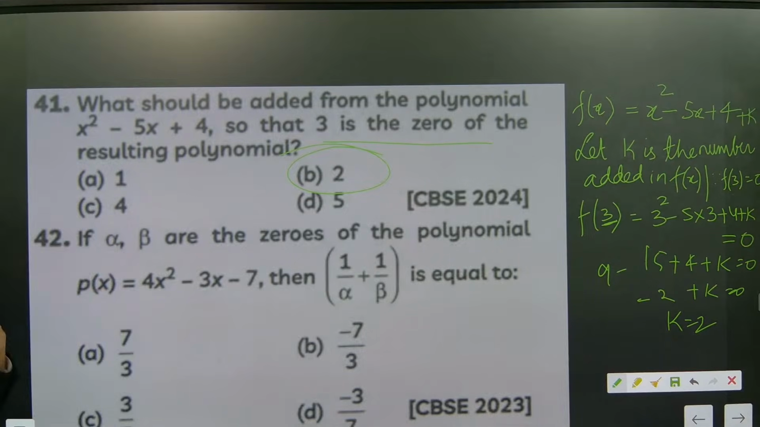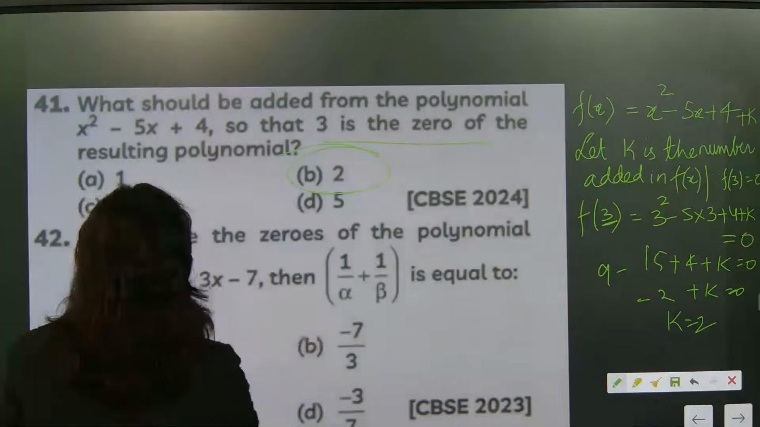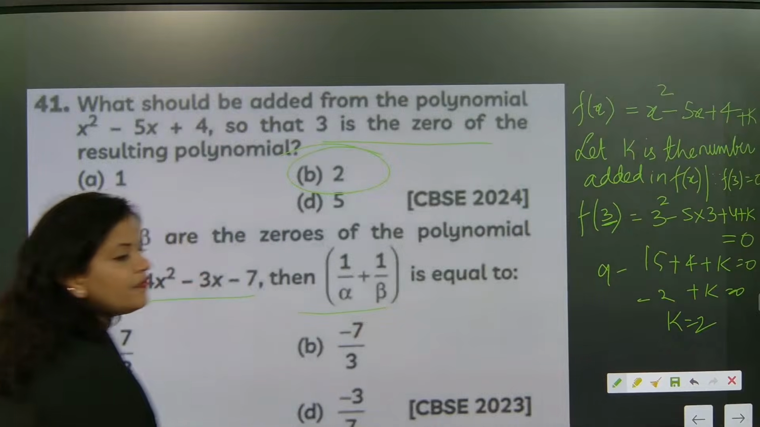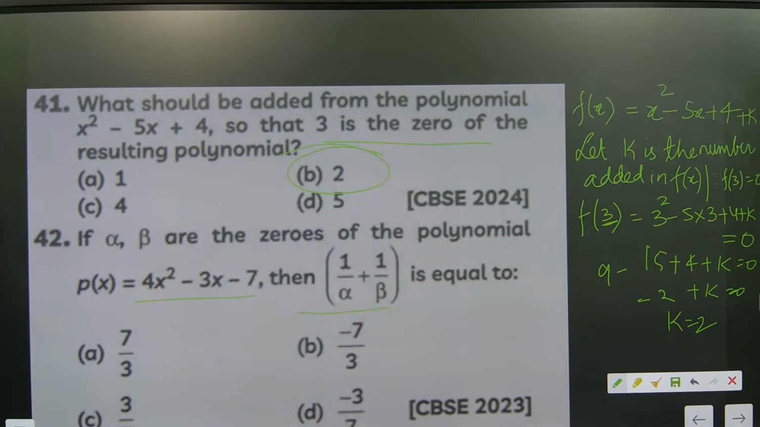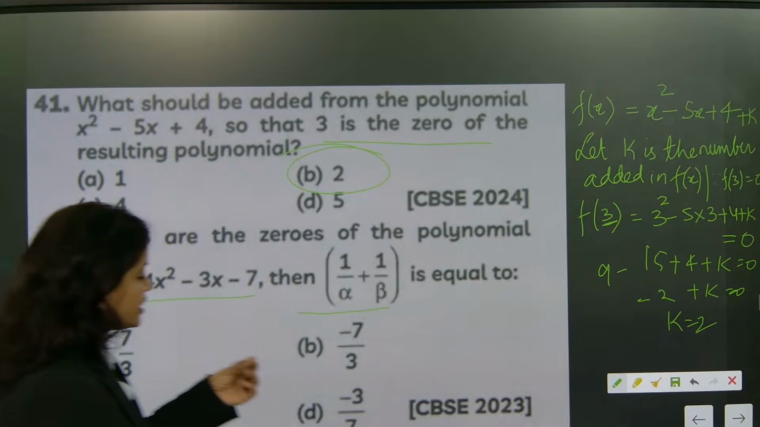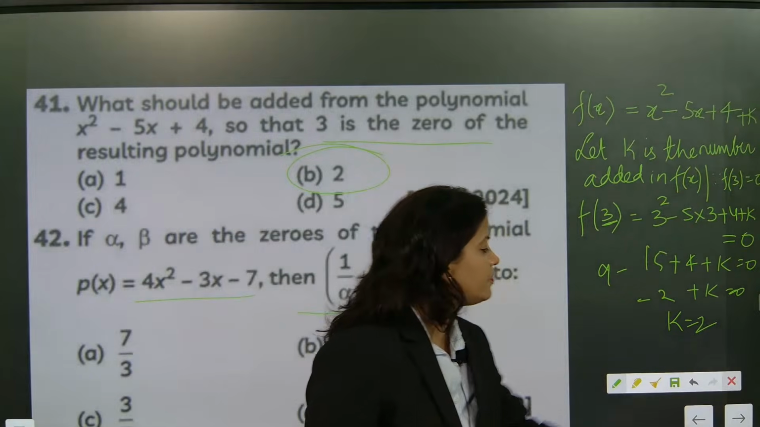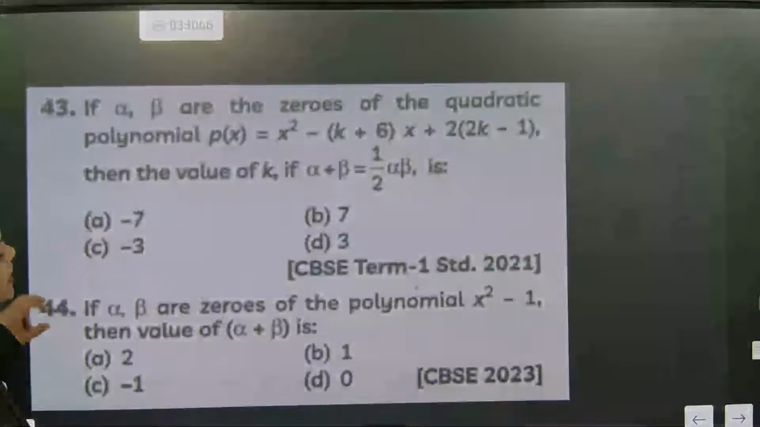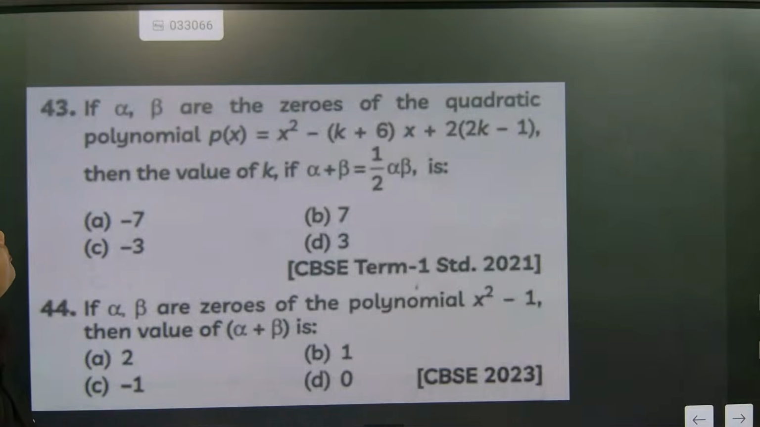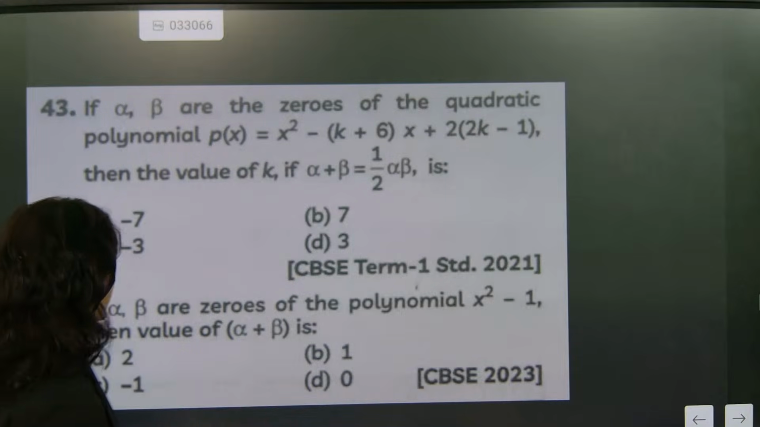Understood? Now look here, alpha and beta are the zeros of a polynomial. Will we be able to solve? Yesterday itself we solved questions like this. Please kindly refer to yesterday's video one time. The same question is there, CBSE 2023. Now look here, go for this question: alpha and beta are the zeros of a quadratic polynomial; find the value of k if alpha plus beta is equal to half of alpha into beta. Don't leave this type of question.